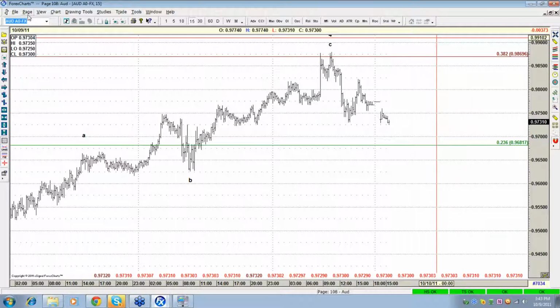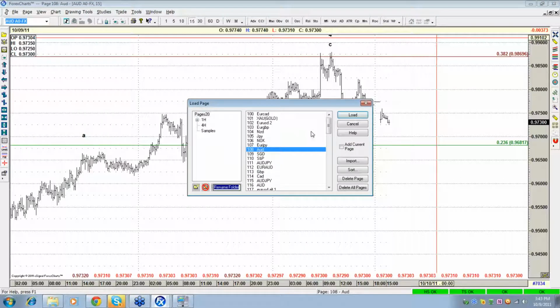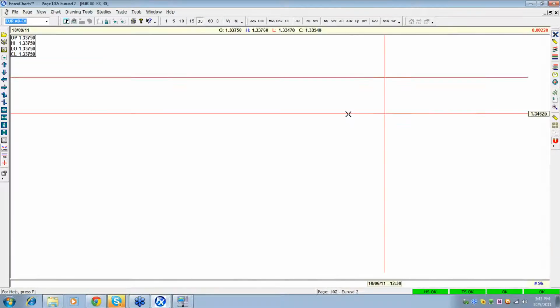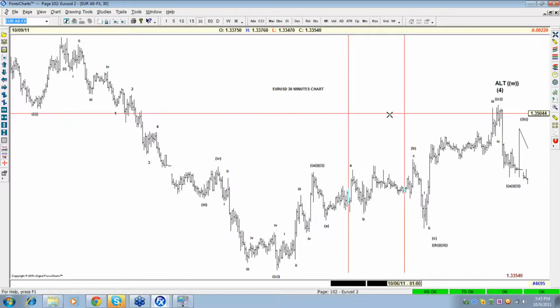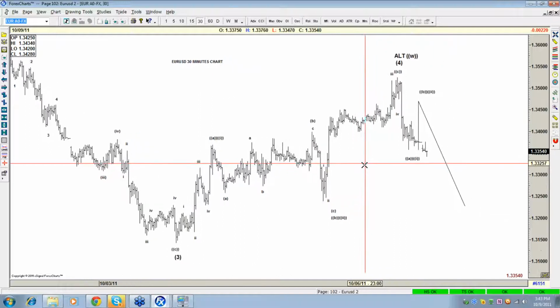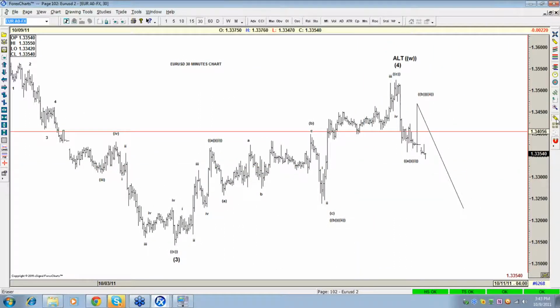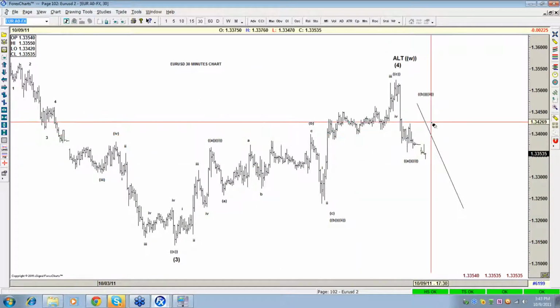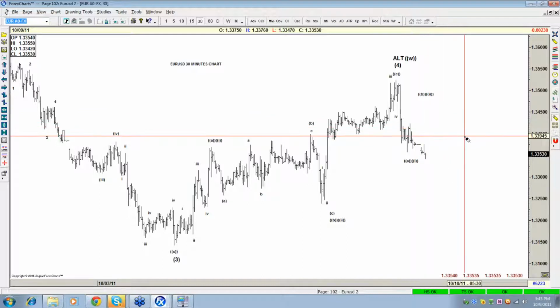Yeah, I see the euro three-wave from the lows, clear. Aussie, I like a three-wave from the lows, most clear. And that's suspicious, because if Aussie is doing a three-wave from the lows, that most likely means that New Zealand also did a three-wave from the lows, like a cat.